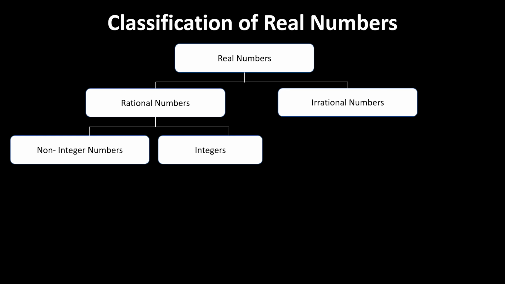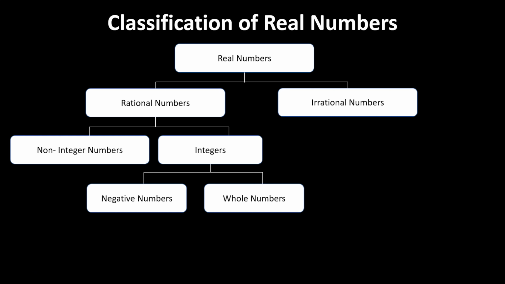Now, rational numbers is basically the union of non-integer numbers and integers. Now, what are non-integer numbers? The numbers where you have decimal expansion. For example, 0.7, 0.32, 0.5, they all have decimal expansion, so they are called non-integer numbers. Whereas integers are the numbers which are a combination of negative numbers, 0 and positive numbers. So you can say minus 1, 0, 1, they all are examples of integers.